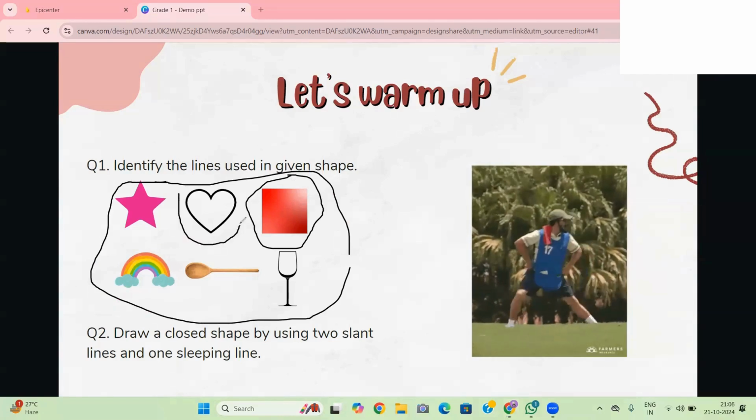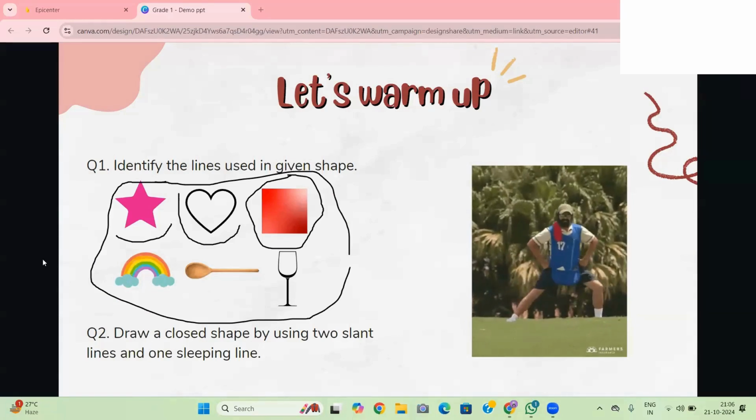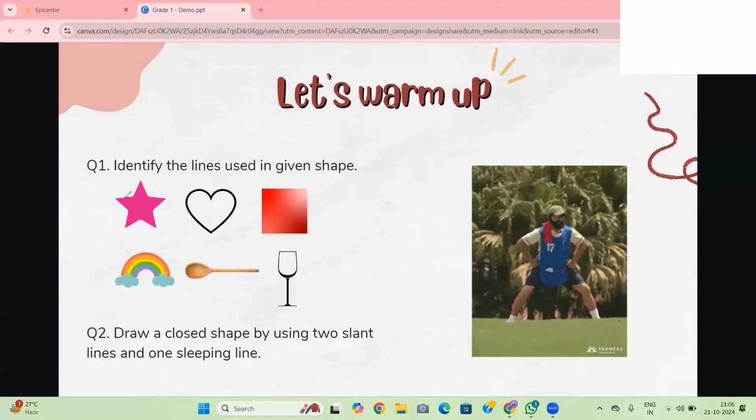Love heart. It's a heart, love heart. And what is this? Star. Good. And now I'll only ask you about the lines. What kind of lines are present in these?